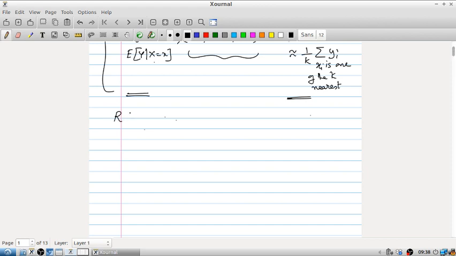So before I introduce random forest, I'm going to use the acronym RF here. I'm going to describe another very intuitive method called bagging. And it's again a phrase. It's just a shortened version of bootstrap aggregation.